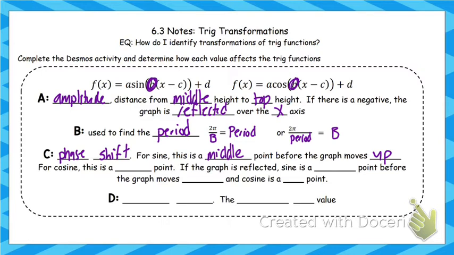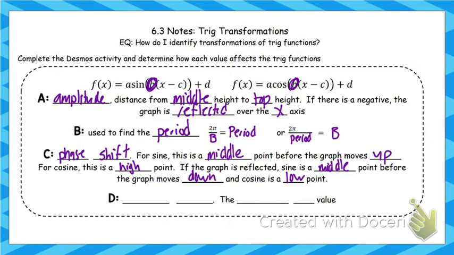If we're talking about cosine, it's a high point, because cosine starts at the top. If the graph is reflected, then sine is a middle point before the graph moves down. So that's how it would be reflected. And if cosine were reflected, it would be a low point.